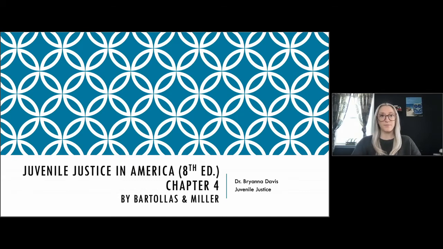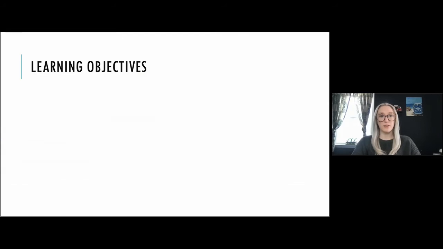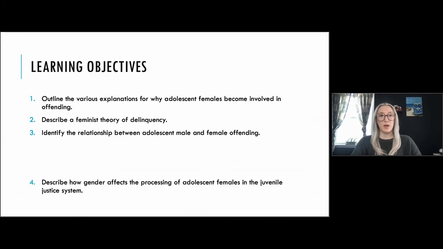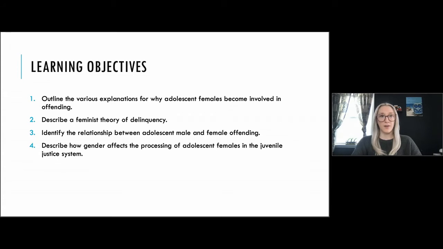So, our learning objectives for this lesson are that by the end, you should be able to outline the various explanations for why adolescent females become involved in offending, describe a feminist theory of delinquency, identify the relationship between adolescent male and female offending, describe how gender affects the processing of adolescent females in the juvenile justice system, and identify the relationship between class and delinquency.